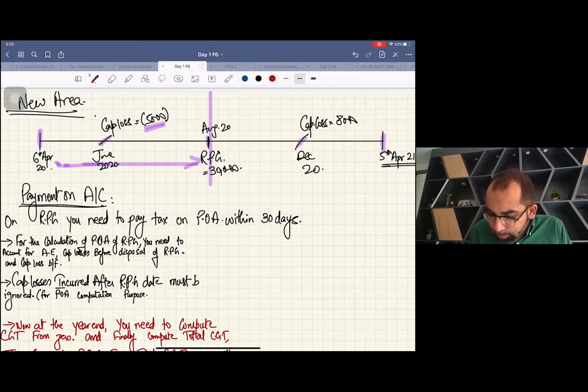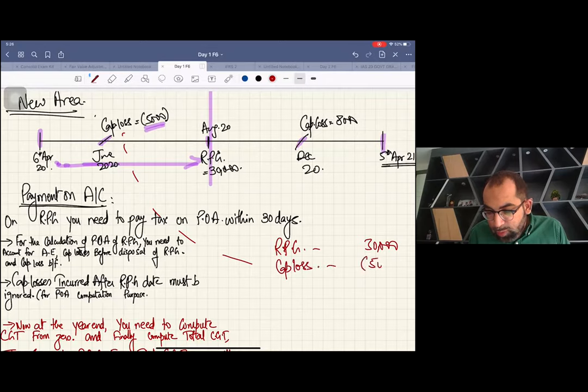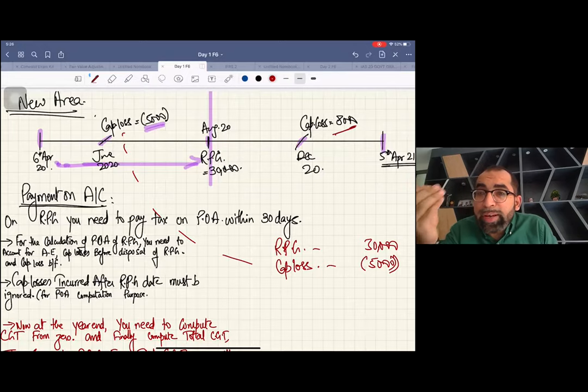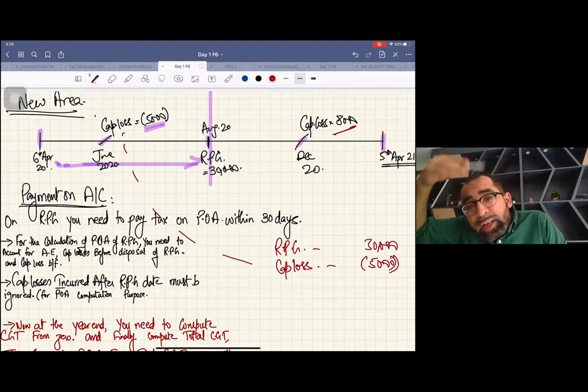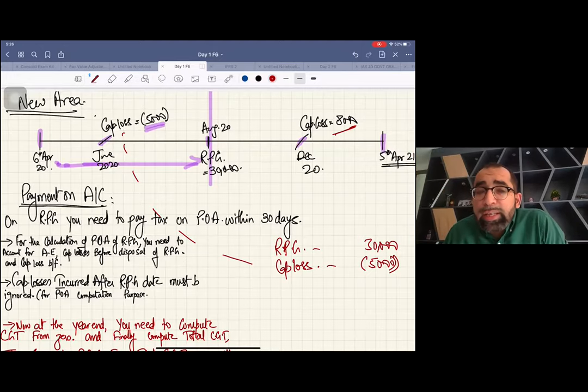So for example, you have an RPG of 30,000. You have a capital loss till that date of 5,000. Now, as a student, you may ask, sir, what about this other loss? My innocent student, this loss belongs to December 2020. This will arise afterwards. Till the month of August, this loss has not yet arisen, so how can you predict it?